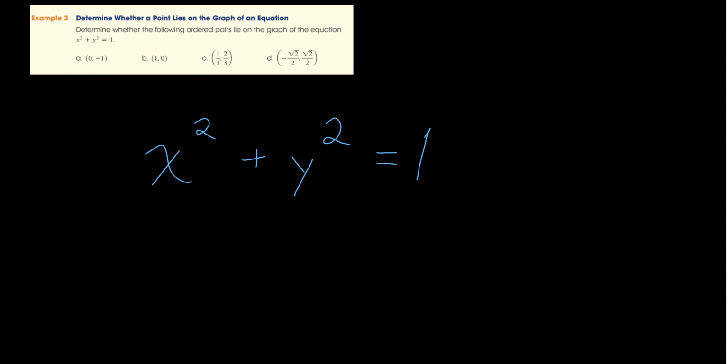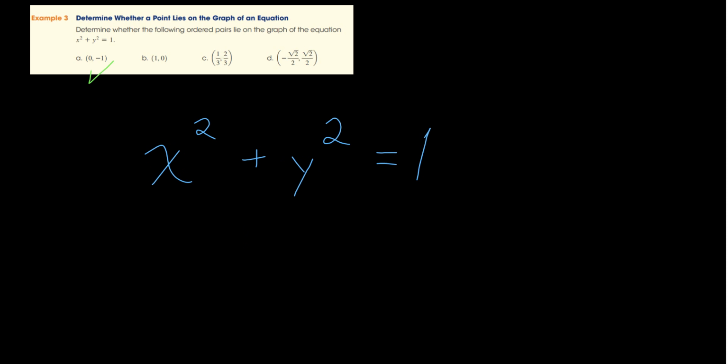Okay, so the first problem here is we plug in 0, -1. We plug in 0 for x, and -1 for y right here. Well, what is 0 squared? Well, 0 squared is 0. Plus, well, what's -1 squared? That's 1. 0 plus 1 is indeed equal to 1. So A works.